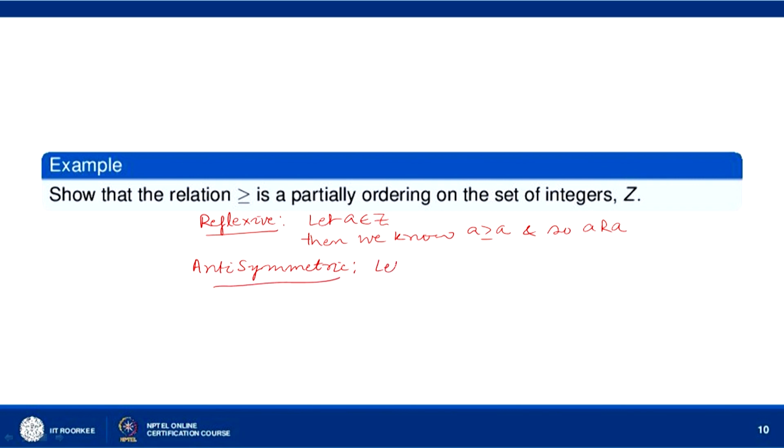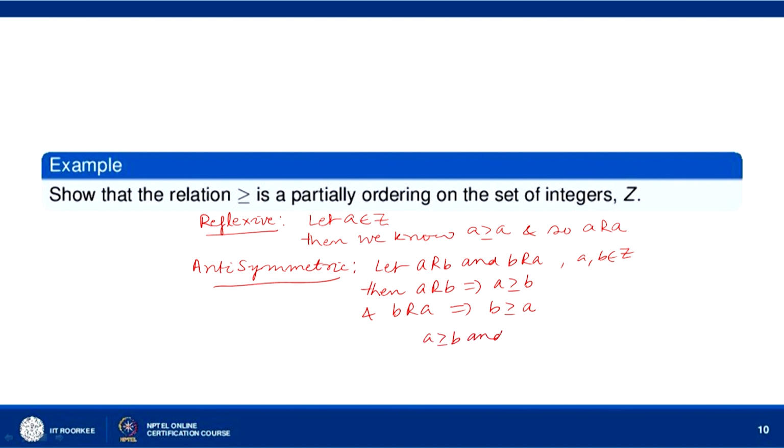So, let us say A is R related to B and B is R related to A, where A, B belong to Z. Then A is R related to B implies A is greater than or equal to B, and B R related to A implies B is greater than or equal to A. So, A greater than or equal to B and B greater than or equal to A can hold only when they are equal, because B greater than or equal to A means A less than or equal to B. So, A less than or equal to B less than or equal to A implies A is equal to B. Now, we go to transitive.